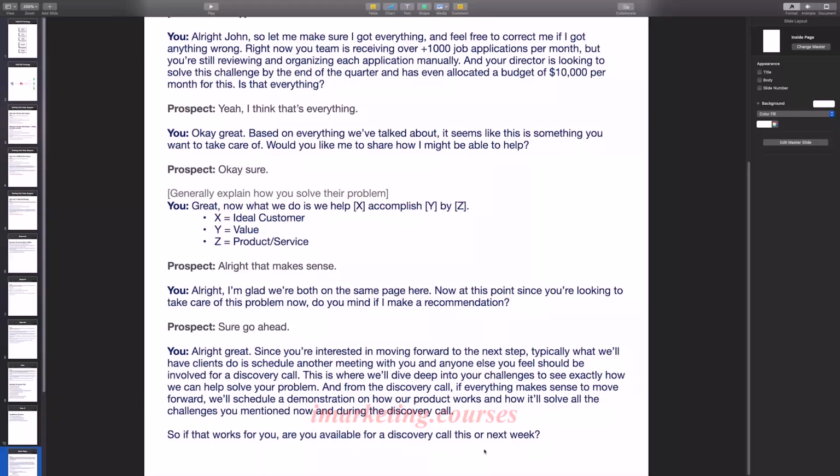Now, typically if they are actually qualified, they see the value and they have a real pain, they're just going to be like, all right, that makes sense. This week is okay or next week is okay. Then you go ahead and just schedule the meeting, right? If they give you an objection, then you just basically do objection handling. And then you give them a reason for why they should schedule a meeting. But depending on what objection they give you, that's how you're going to respond appropriately.